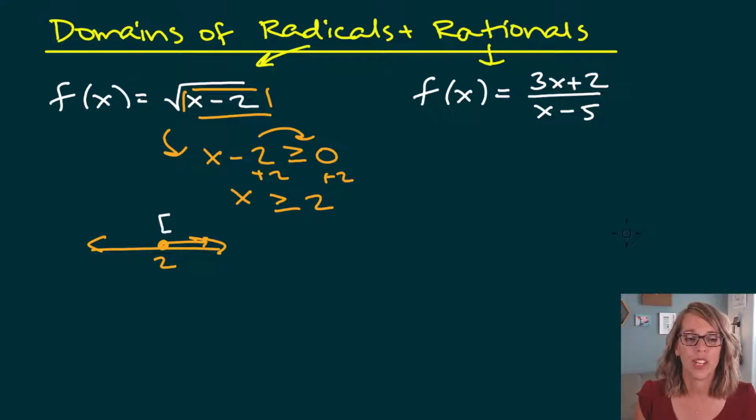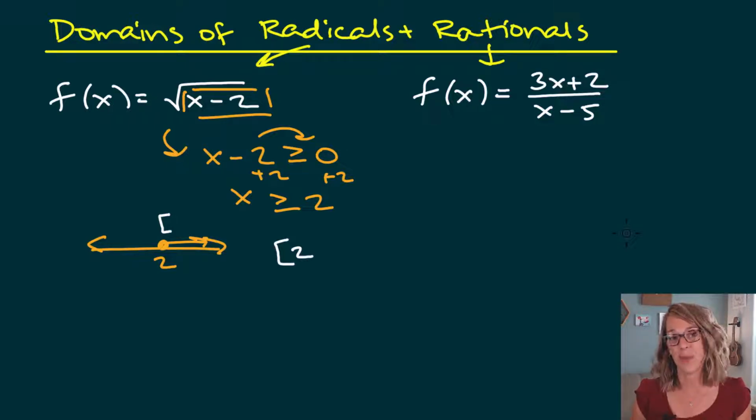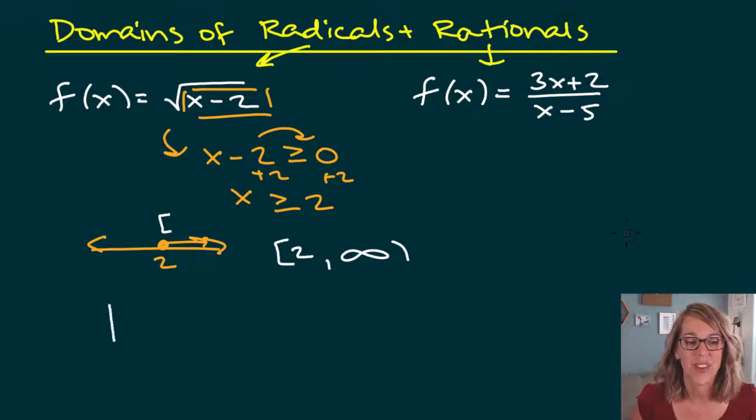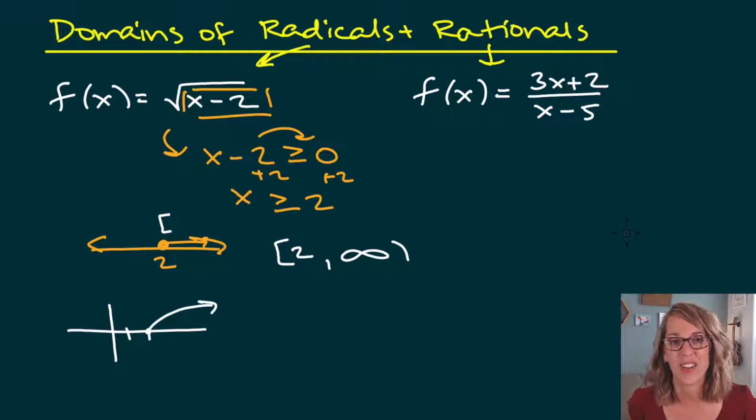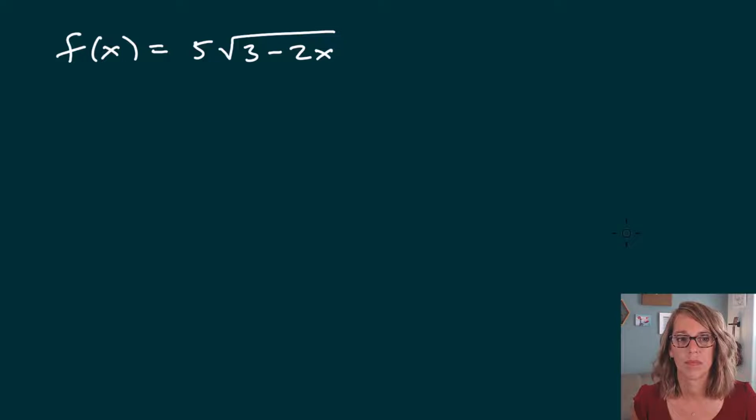If I'm including the 2, I'm going to use a square bracket. So 2 is the lowest number in this domain, and it goes up forever, so infinity is the highest number. Now you could verify this with a graph. The square root starts right there at 2 and then continues on forever like this. Let's do another couple of radicals before we get to those rational functions.